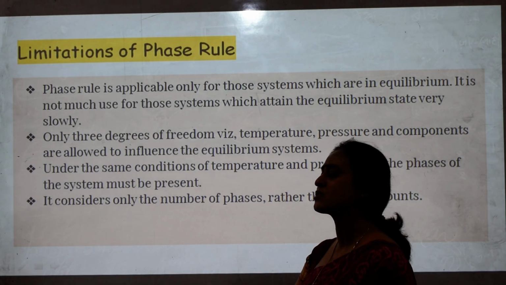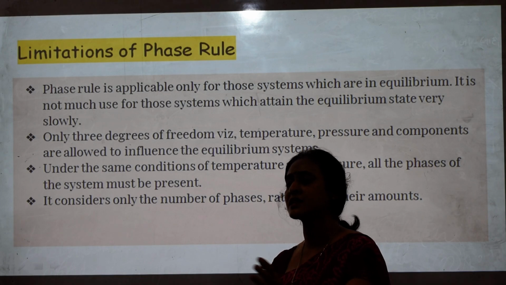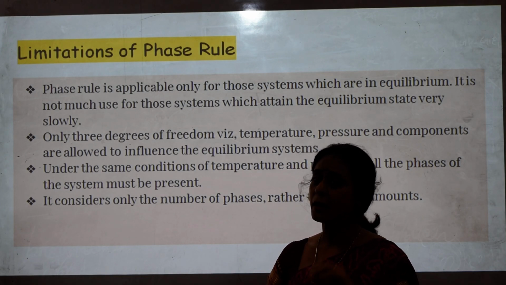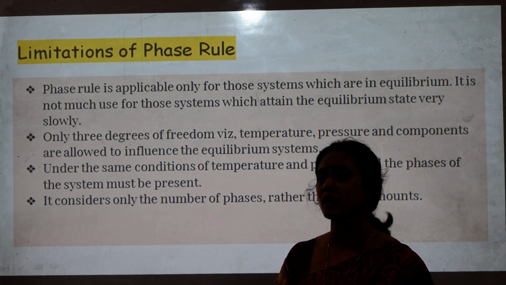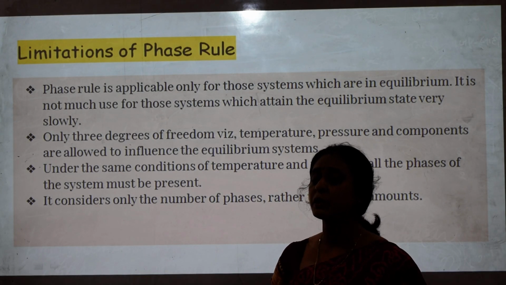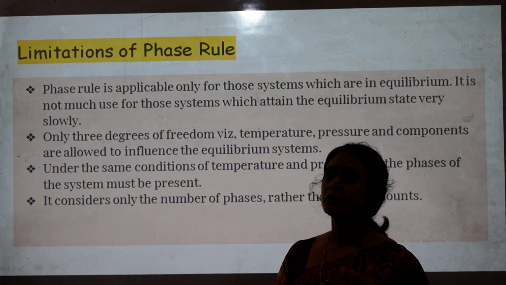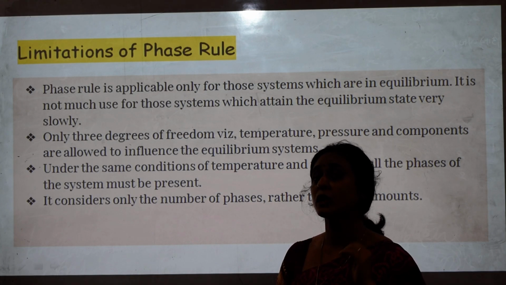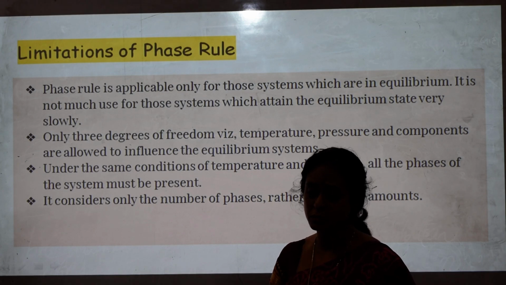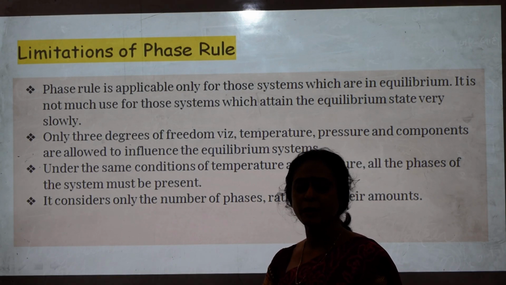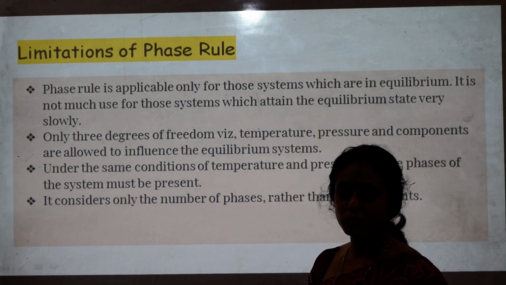Even though we have not constructed many different systems separately, once we have experimented and drawn the graph of the water system, we are able to predict the conditions, the number of phases and number of variables that might be present in that particular system. Now we have talked a lot about advantages. We must talk about the limitations as well.